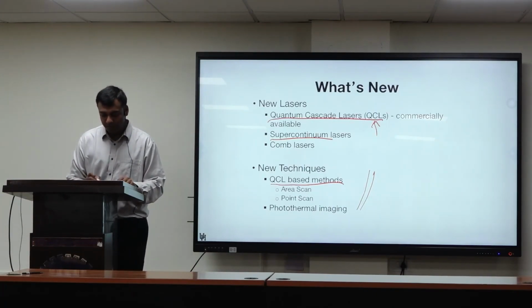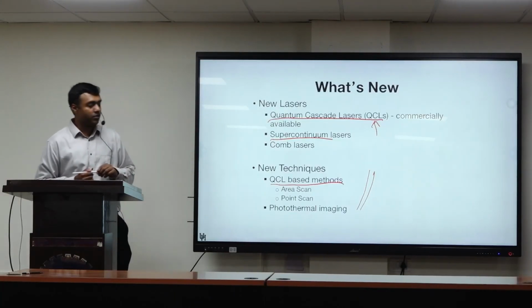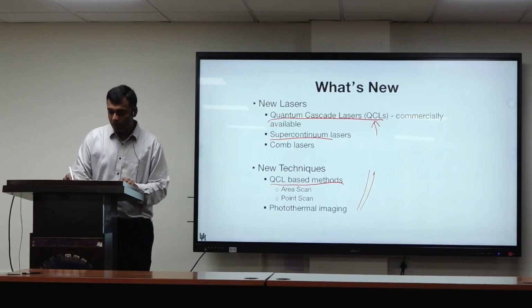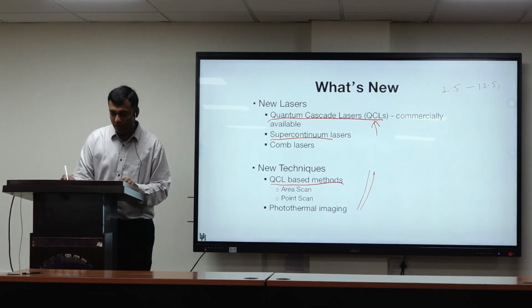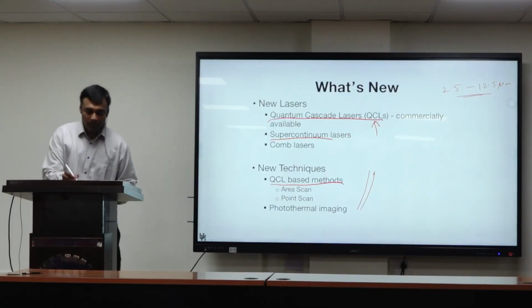Another is resolution. Mid-infrared light goes from about 2.5 to 12.5 microns in wavelength. Okay, so this is lambda.